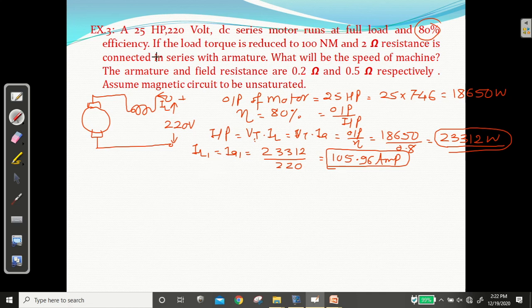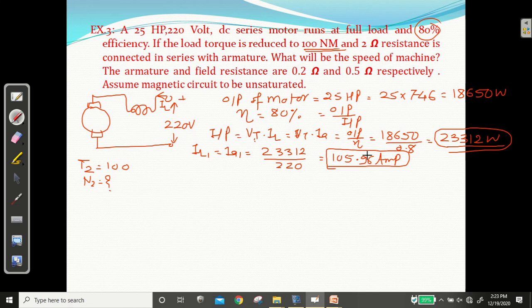Now the load torque is reduced to 200 Newton meter, so this is T2 given, and 2 ohm resistance is connected in series with the armature. What will be the speed of the machine? I have to calculate N2. Second case. Armature resistance and field winding resistance are everything given.